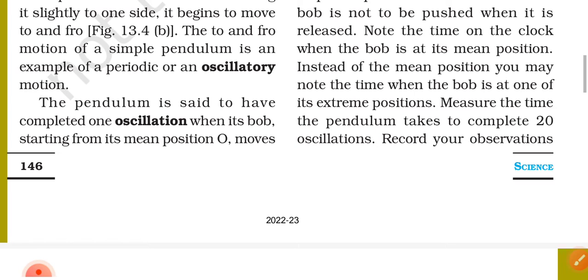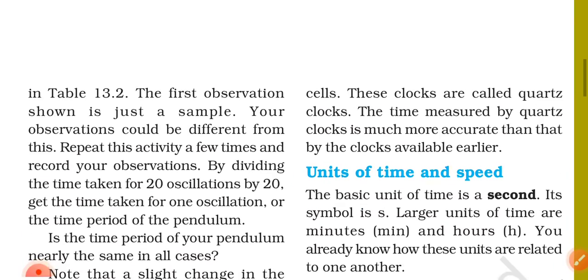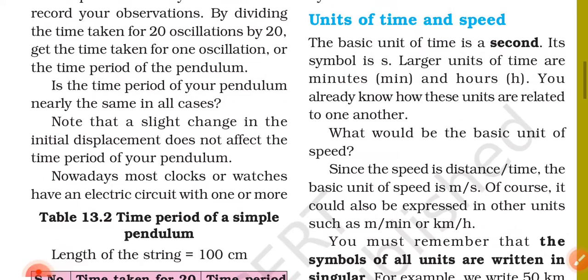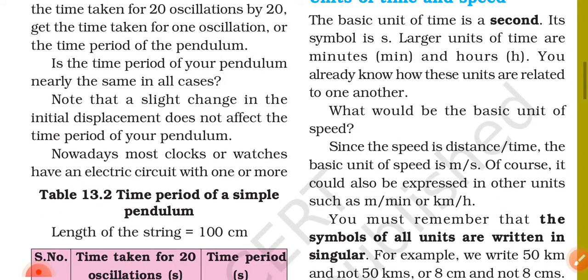Measure the time the pendulum takes to complete 20 oscillations. Record your observation. In table 13.2, the first observation shown is just a sample. Your observation could be different from this. Repeat this activity a few times and record your observation. By dividing the time taken for 20 oscillations by 20, get the time taken for one oscillation, the time period of the pendulum. Is the time period of your pendulum nearly the same in all cases? Note that a slight change in the initial displacement does not affect the time period of your pendulum.